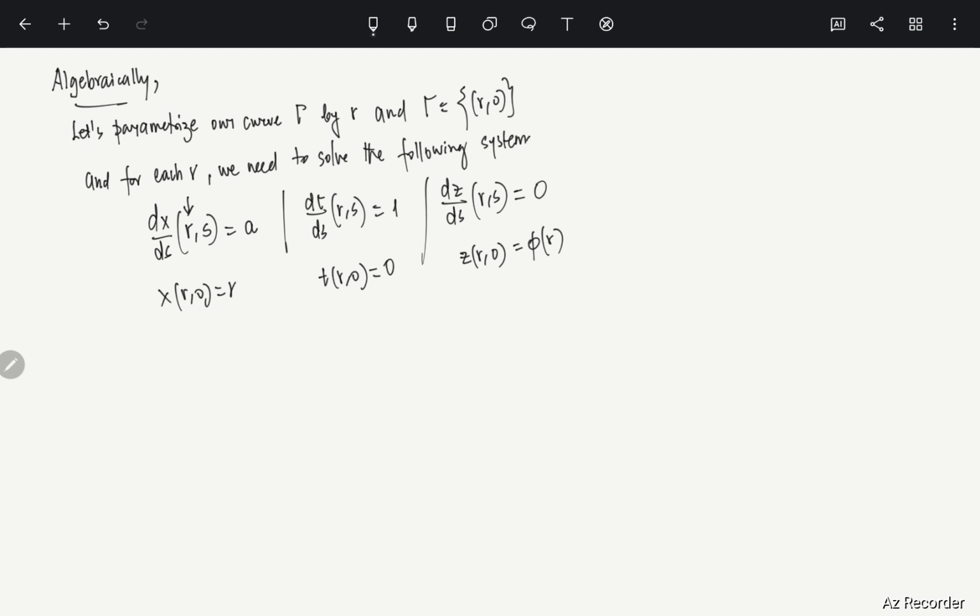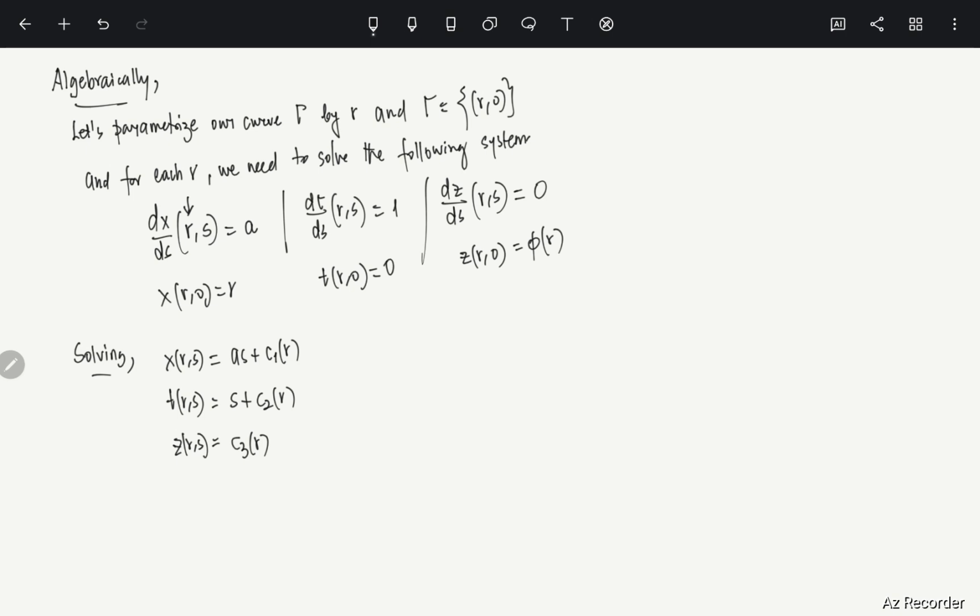Clear? Okay. Now, if you solve these equations, what do you get? x of R, S is equal to A S plus C1 of R. t of R, S, you are going to get S plus C2 of R. So C1, C2, these are all constants. And z of R, S, you are going to get just a constant C3 of R. Why am I writing this R? Because for a fixed R, I am going to get one constant. So basically, when R varies, the constant will be a function of R.